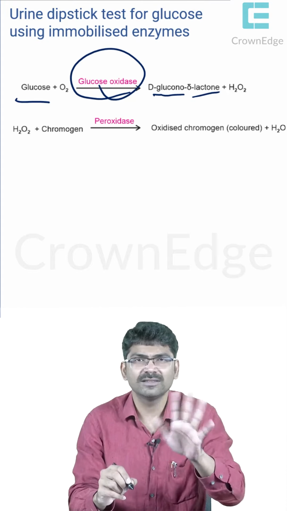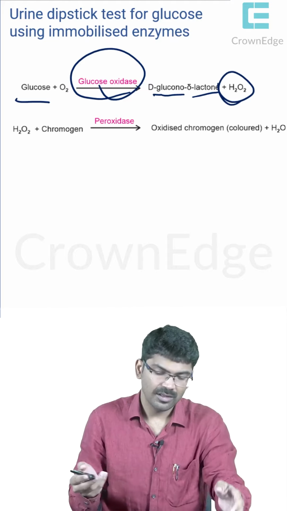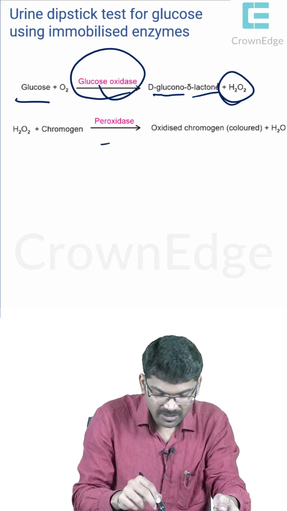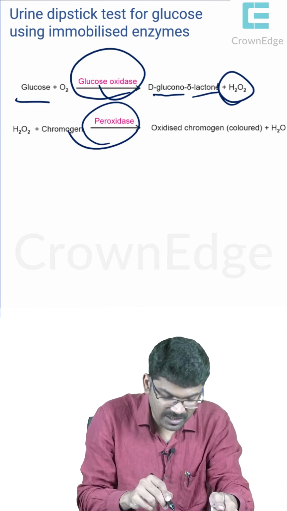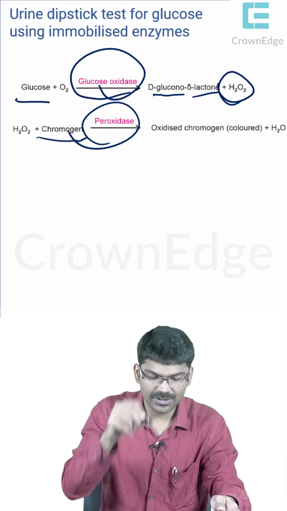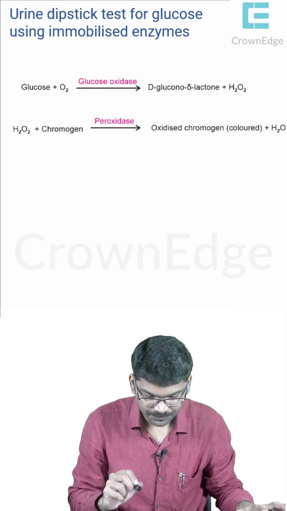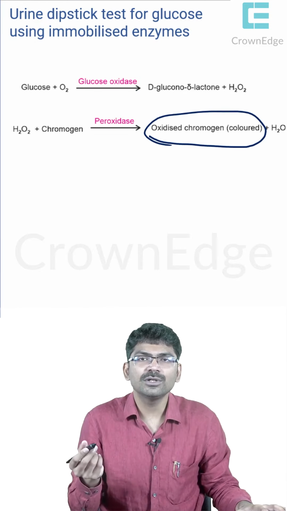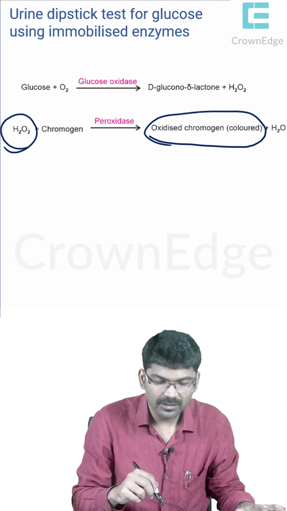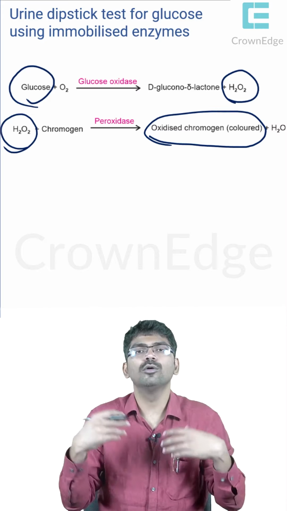D-gluconolactone. No need to memorize the names and all. Don't worry. Just know that H2O2 is produced. In the same dipstick, you have a peroxidase. This will act on the H2O2 and it will convert the chromogen which is present in the dipstick to a colored complex. Now tell me, the amount of color produced will be directly proportional to what? Hydrogen peroxide. The amount of hydrogen peroxide produced will be directly proportional to glucose.